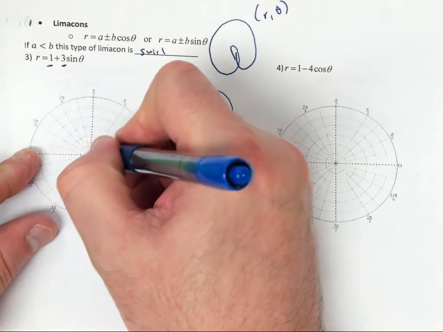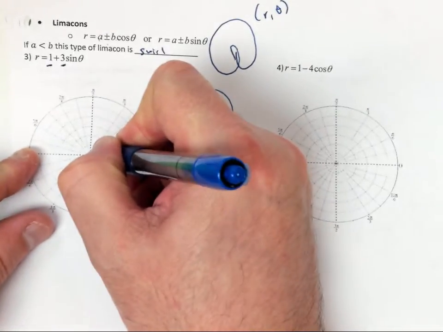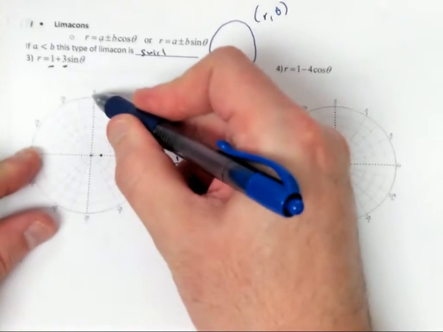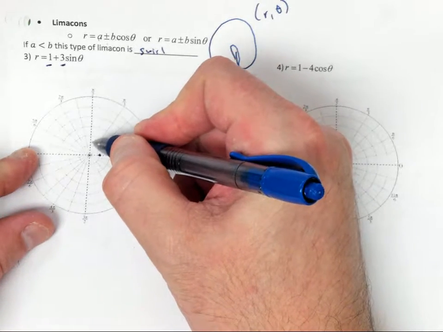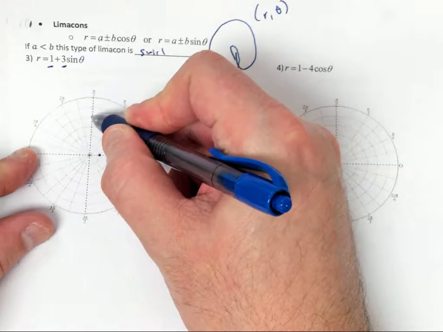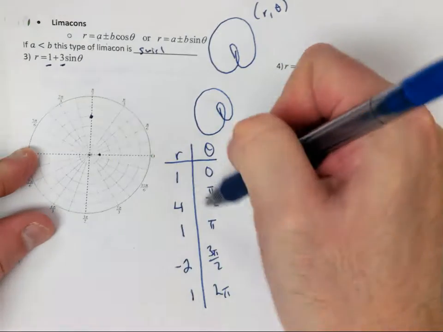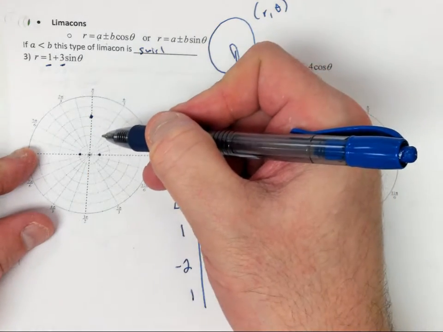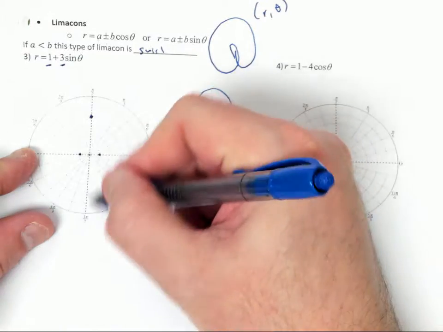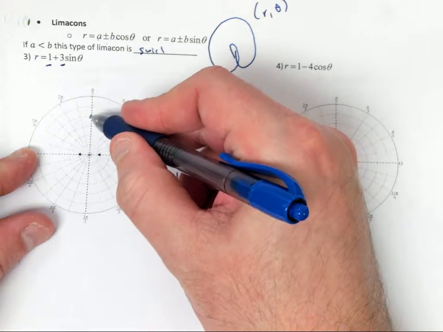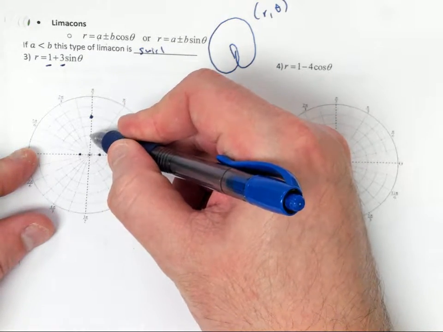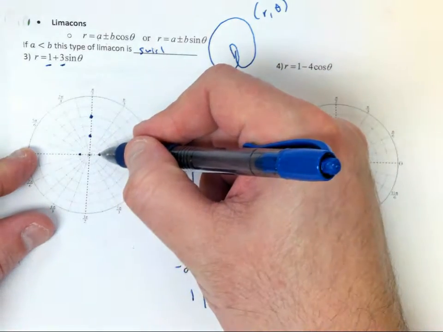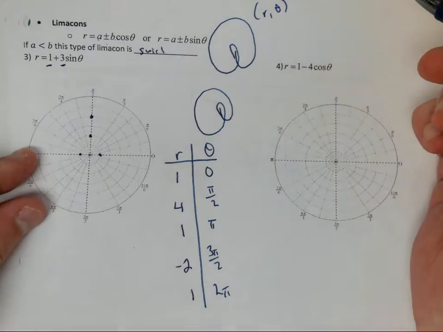So I go at 0, come out to ring 1, go find pi over 2 first, go up to ring 4, 1, 2, 3, 4. Find pi, come out to ring 1. 3 pi over 2 is here, but I want negative 2, so, never mind, it's right here, isn't it? And then 2 pi is where 1, 0 is at, so that's like that.